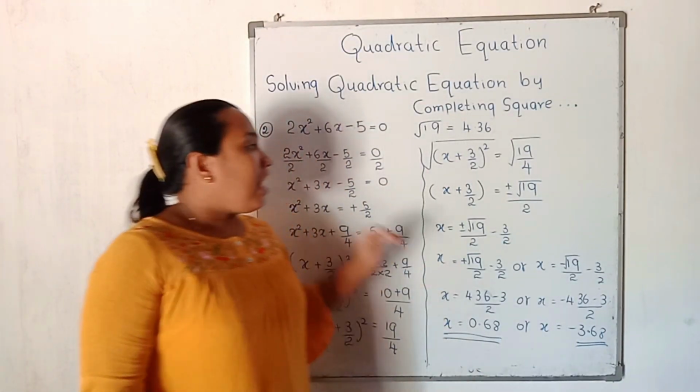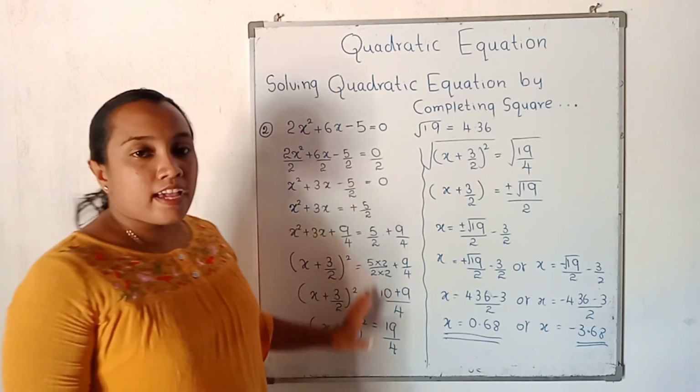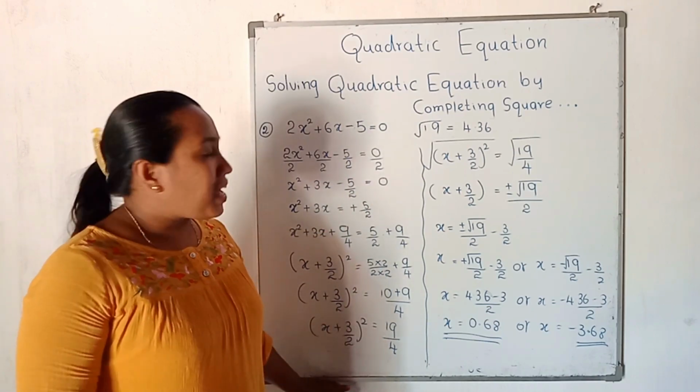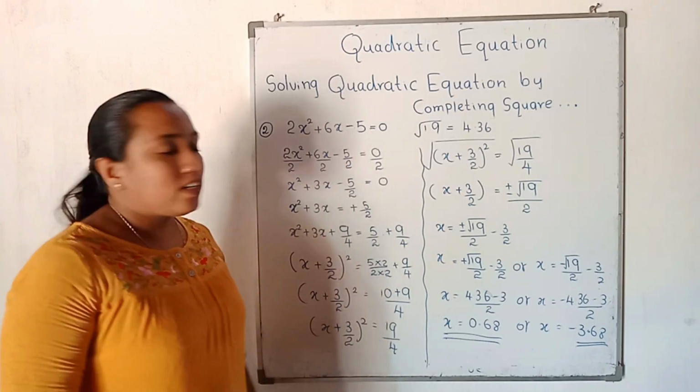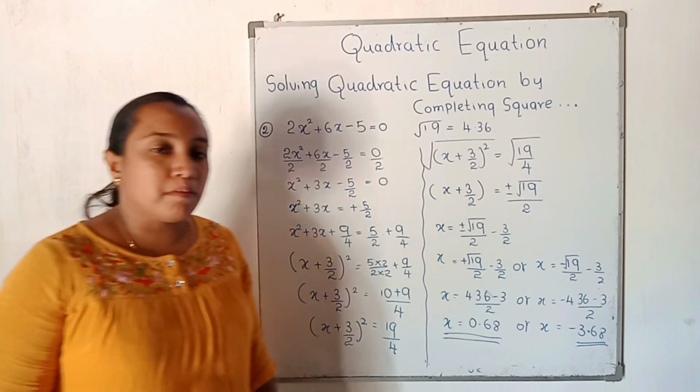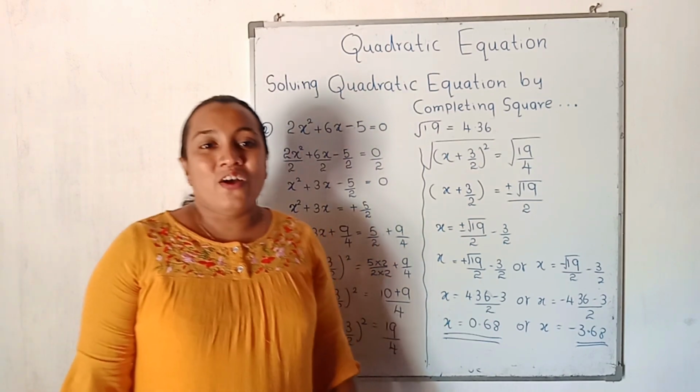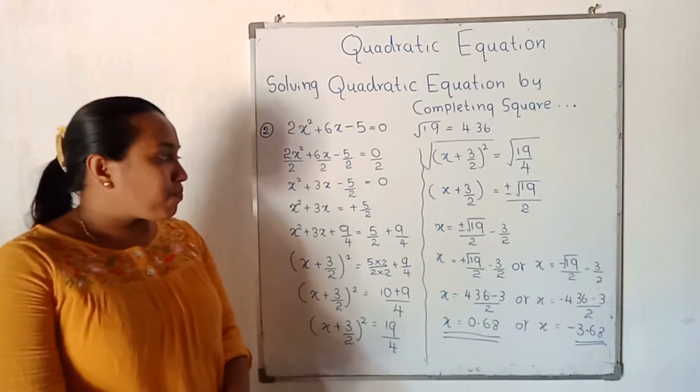Okay, I think you can understand by observing my two examples how to solve quadratic equations by the completing square method.